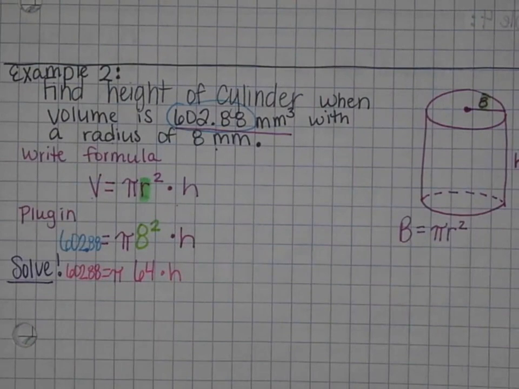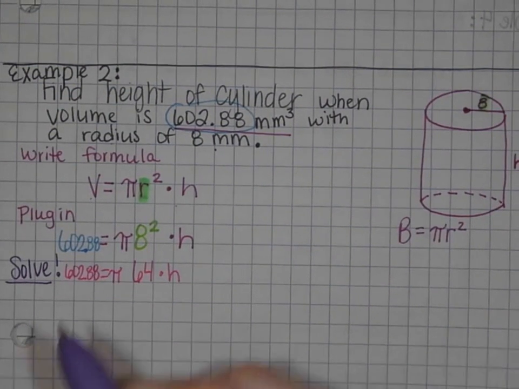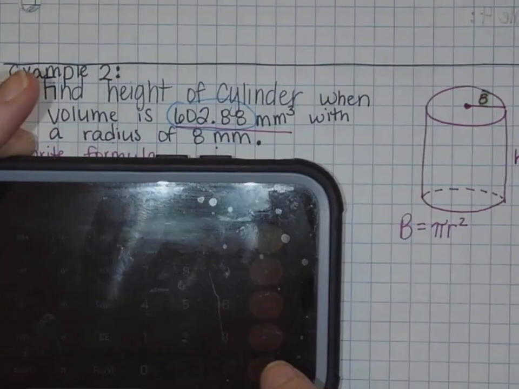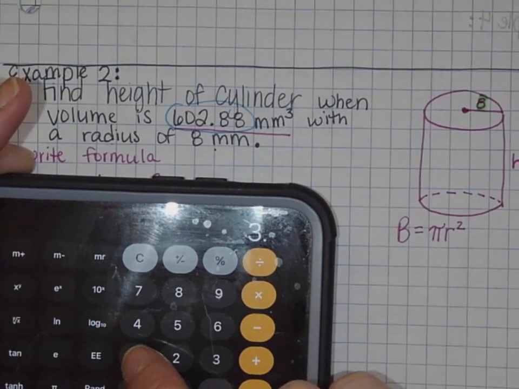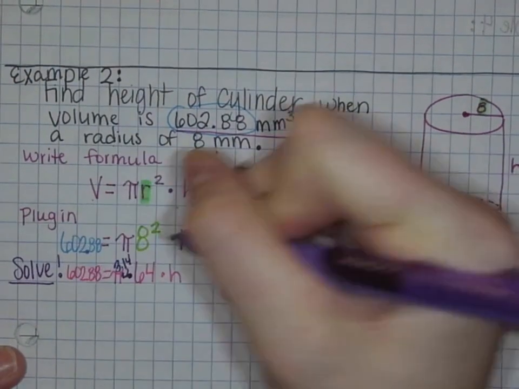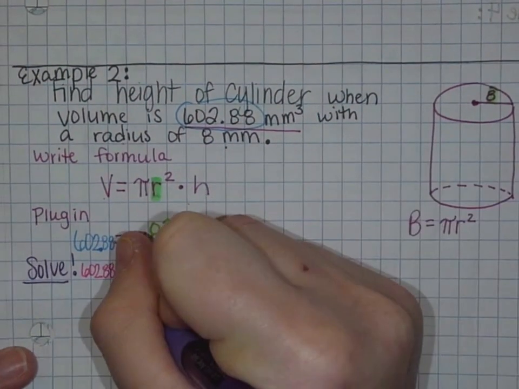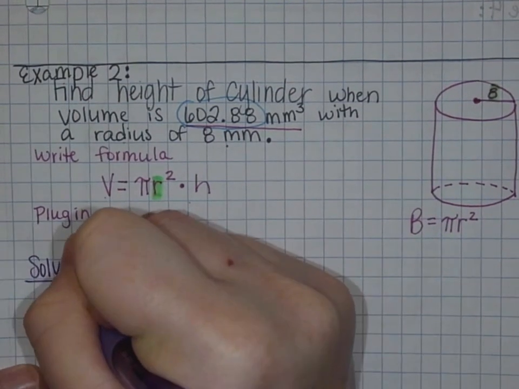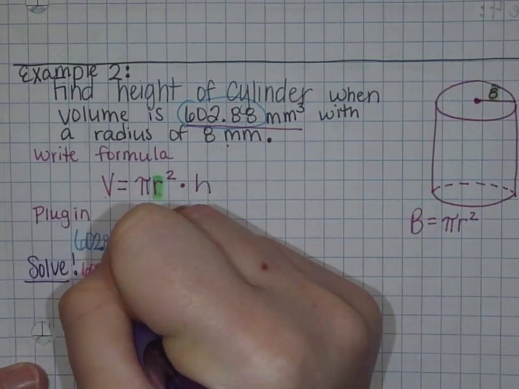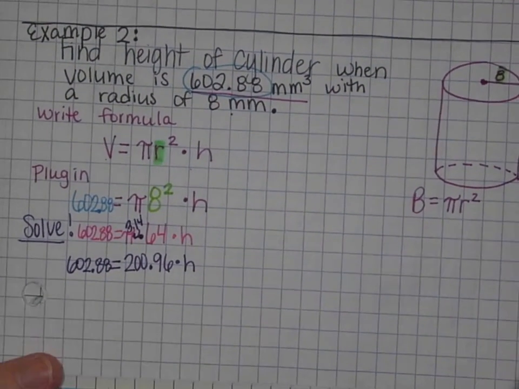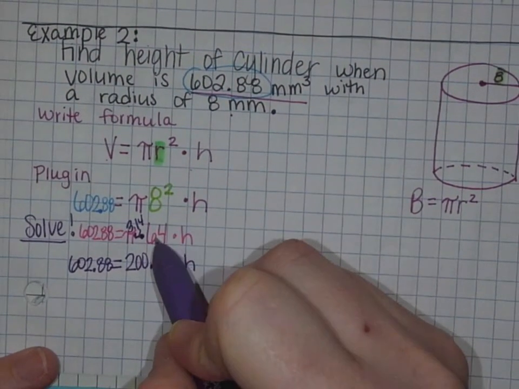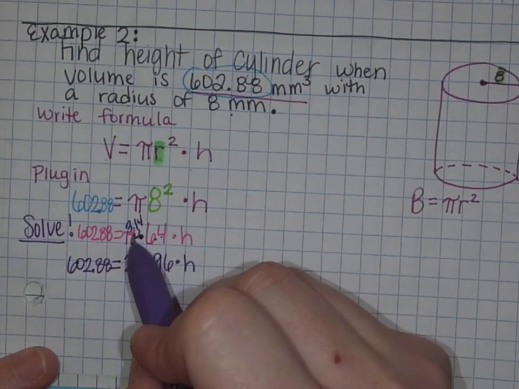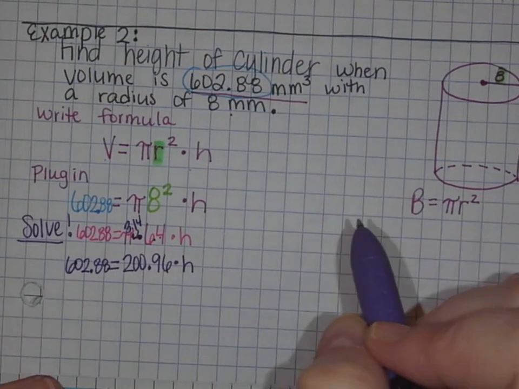Okay, so then we have pi times 64. So remember pi, we're going to use 3.14. So I'm going to do 64 times 3.14, which is 200.96 times height equals 602.88. So all I did here is I did the squared, and that became 64. Once I did the squared, then I multiplied it by 3.14, which gave me this answer.